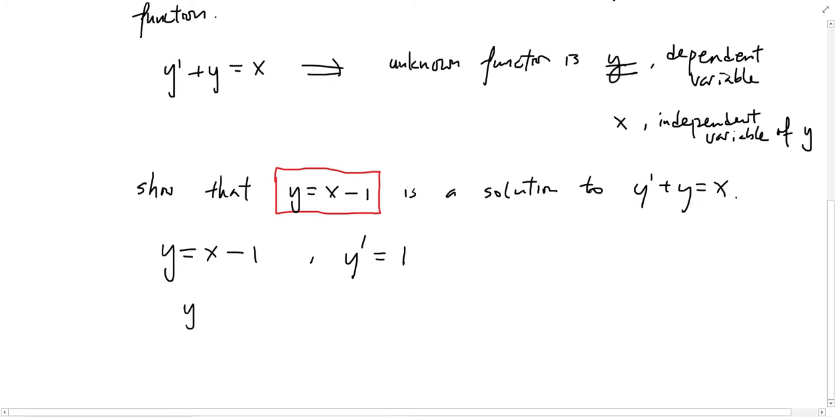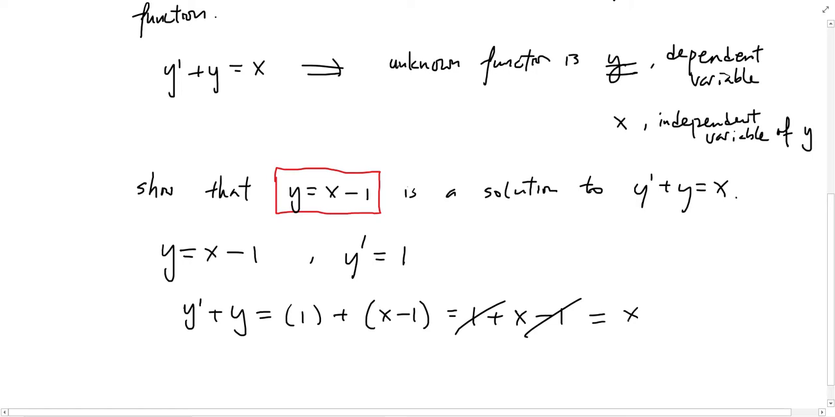So therefore, my equation is y prime plus y. Based on what I know, that will mean that's 1 plus x minus 1. That's y prime, that's y, and I will add them. And so that becomes 1 plus x minus 1. Notice the 1 cancels out and leaves you with x. So therefore now my equation is indeed satisfied. It does give me the same equation as we started.